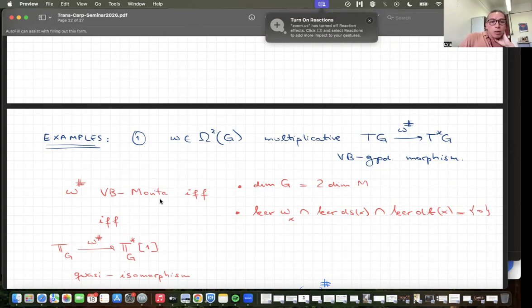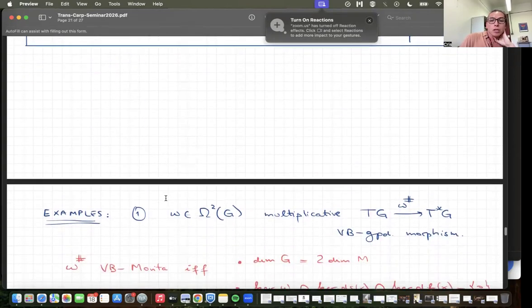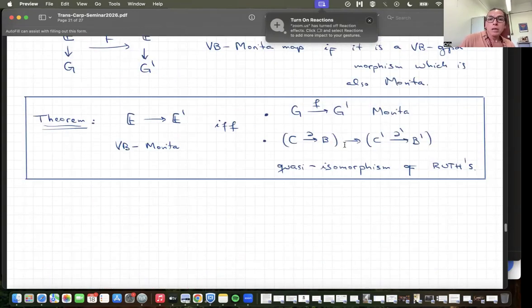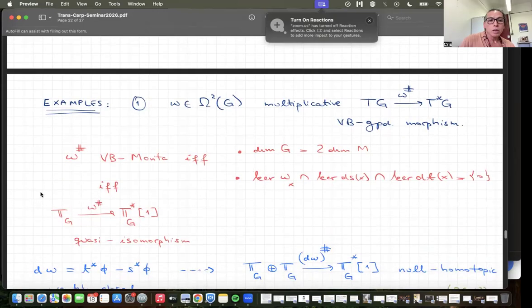So now this map is VB Morita if and only if it is Morita in the base, but in the base it is the identity, okay, and a quasi-isomorphism between the associated complexes. So the complex associated to the tangent groupoid is called the tangent complex, and this complex is just the anchor map from A to TM. And the complex associated to the cotangent groupoid is the dual of the anchor. So it goes from T star M to A star.